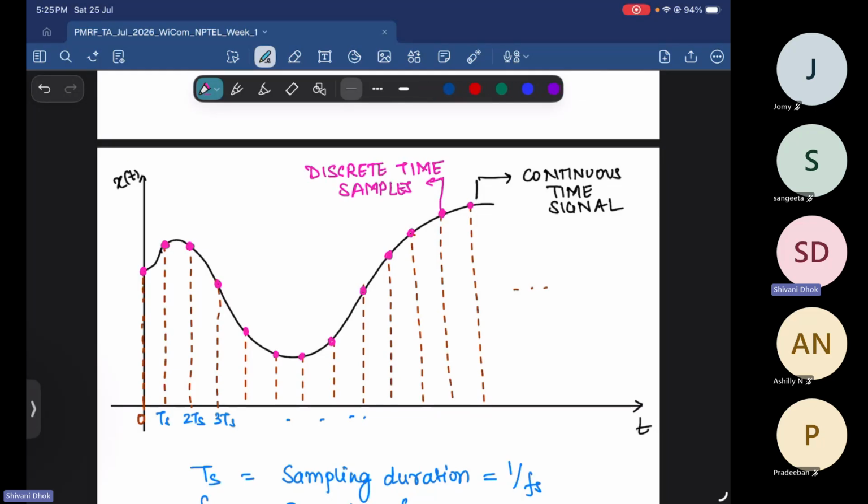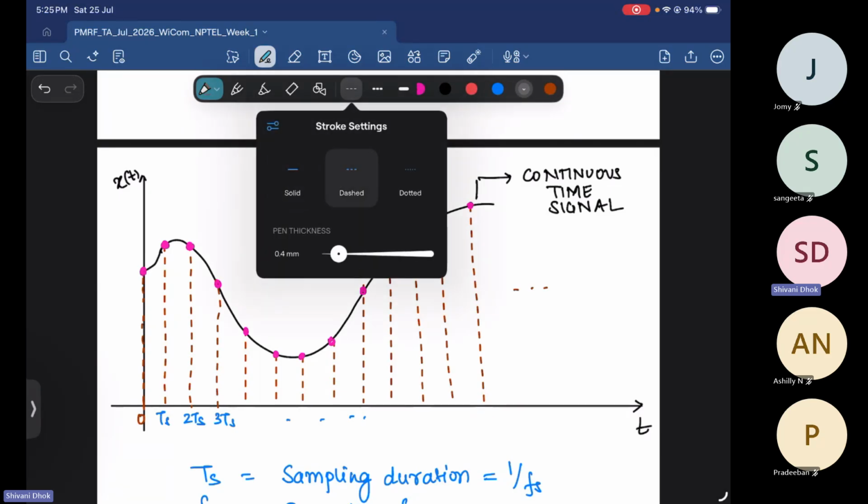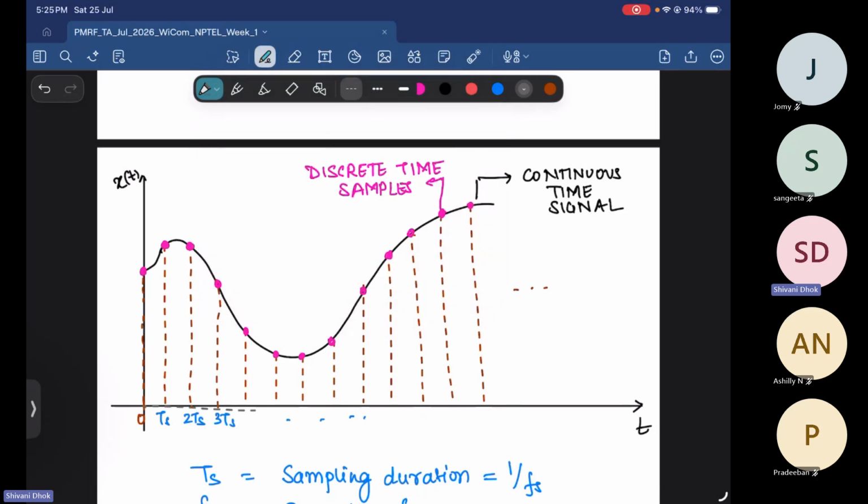And the way we sampled in the time domain, we now sample in your amplitude direction as well. So let's say we have one level here, then we quantize like this, like this, like this.